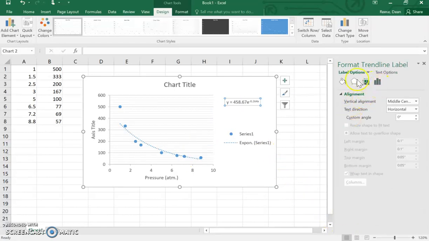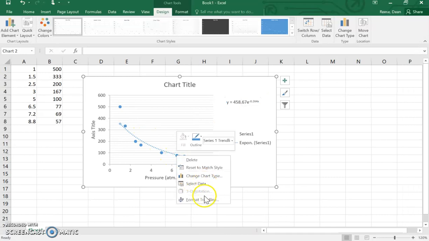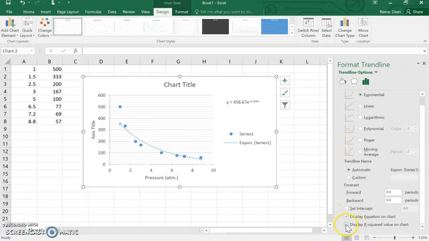Let me X out of that and right click, and I want to also display R-squared value on chart. Okay, so this R-squared value is 0.92, which is pretty good actually. The R-squared value tells you how closely on average this line that Excel has created fits the data. And the closer you are to 1, the better it fits your data. So 0.92 is pretty close to 1.